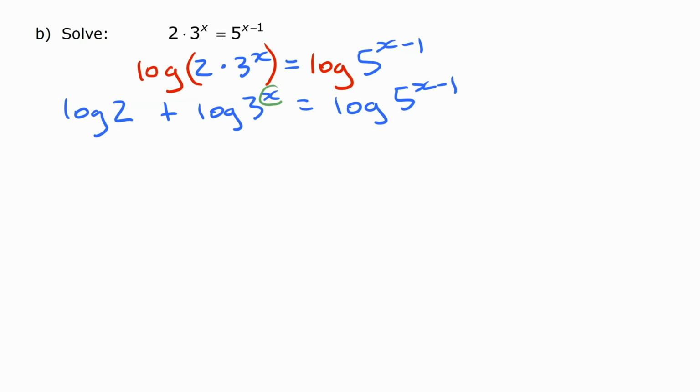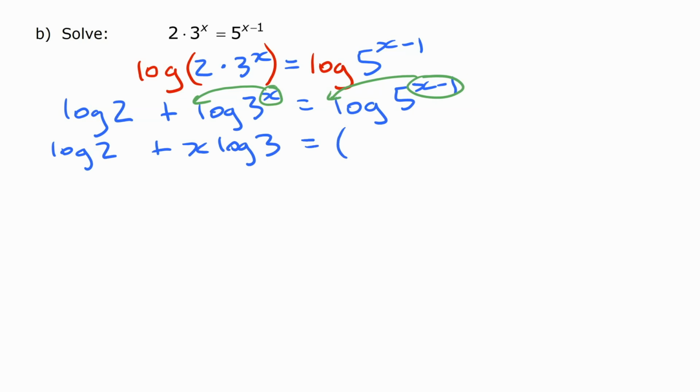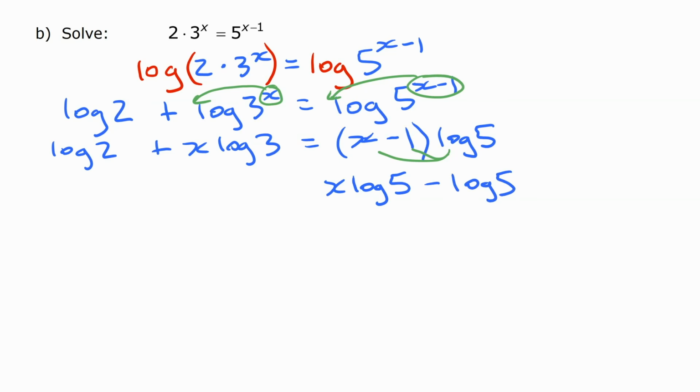And now we can use the power rule and move those two exponents to the front so that it's not an exponential equation anymore. Log 2 plus x log 3 equals (x minus 1) log 5. We're going to expand this out like we did before, so that we have x log 5 minus 1 times log 5, which is just log 5. And on this side, log 2 plus x log 3.